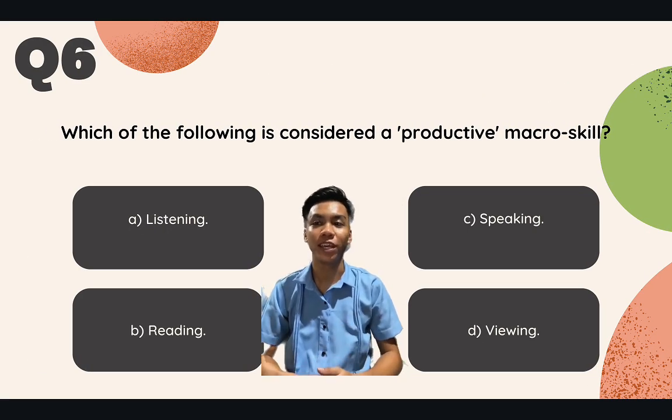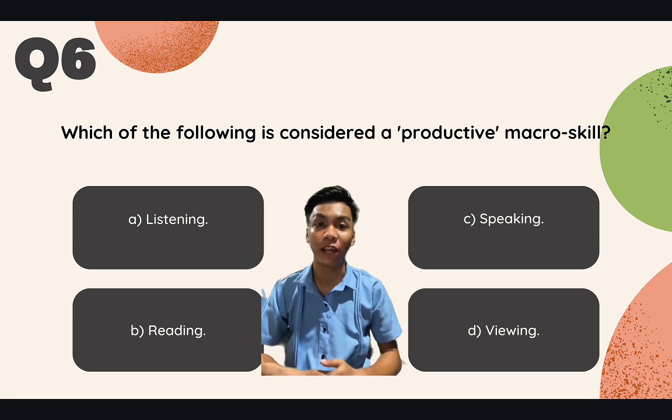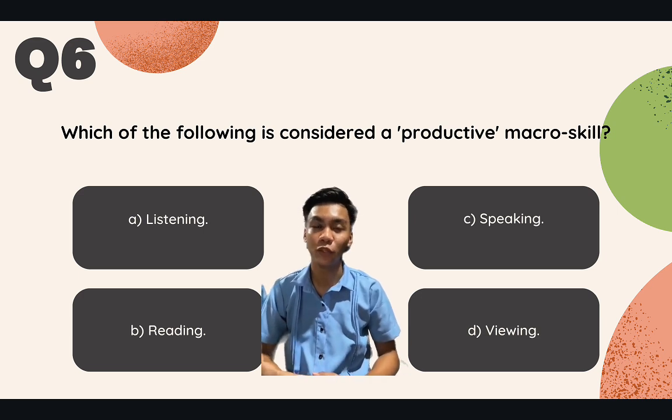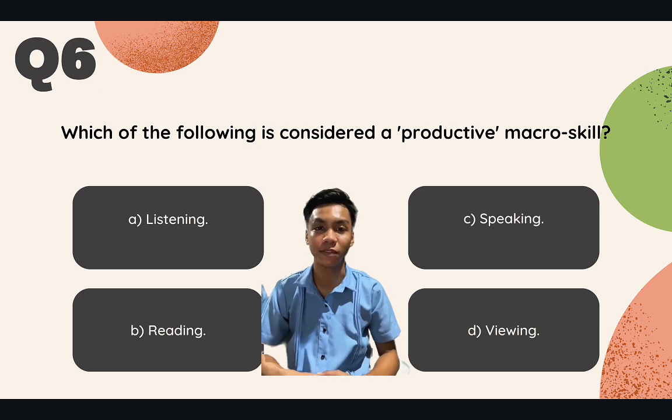Which of the following is considered a productive macro skill? A. Listening, B. Reading, C. Speaking, and letter D. Viewing. Okay, I'll give you 5 seconds to think what is the best answer.